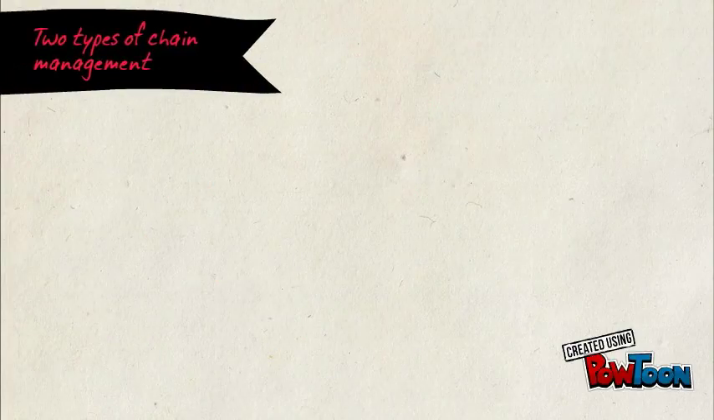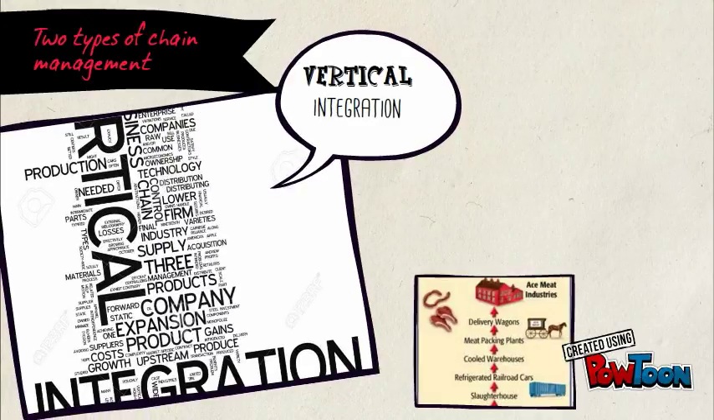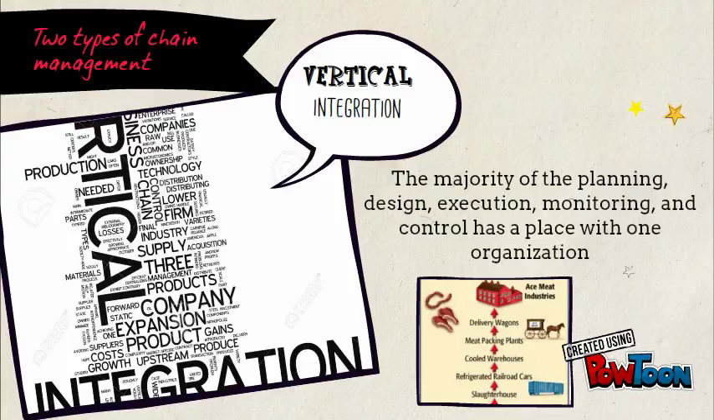There are 2 types of supply chain management. First is vertical integration. It refers to the act of bringing the production network into one organization. The majority of the planning, design, execution, monitoring, and control is placed with one organization.